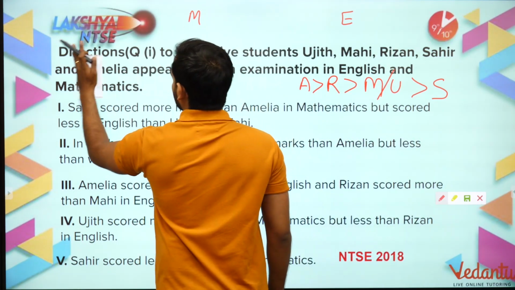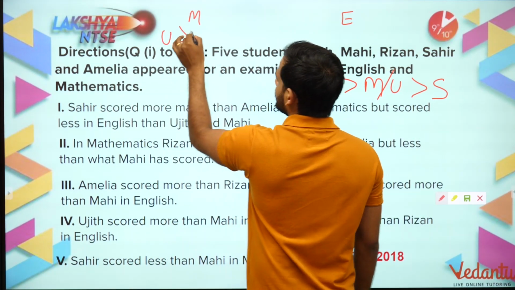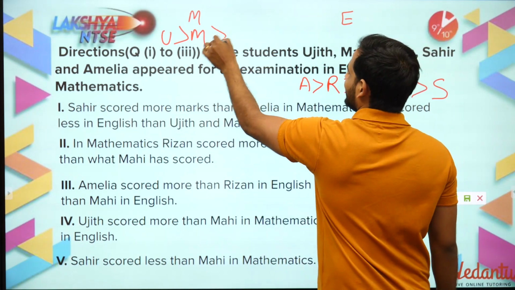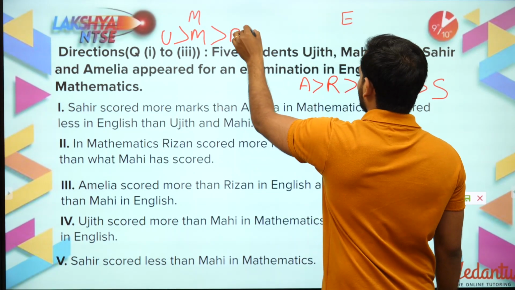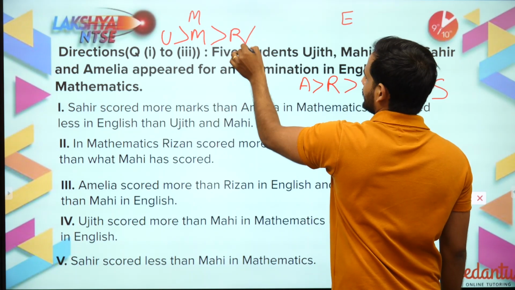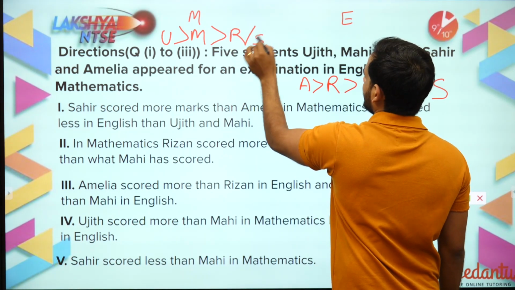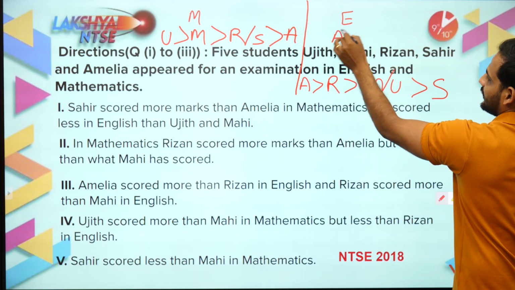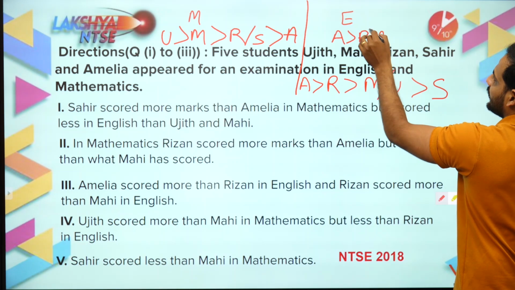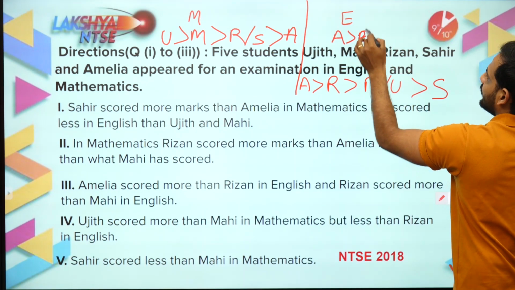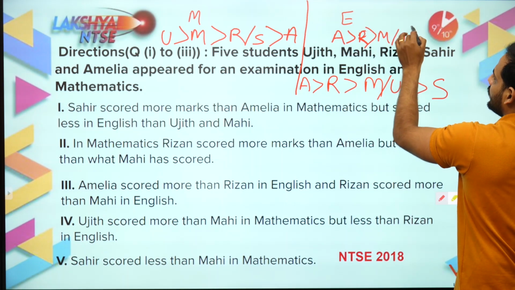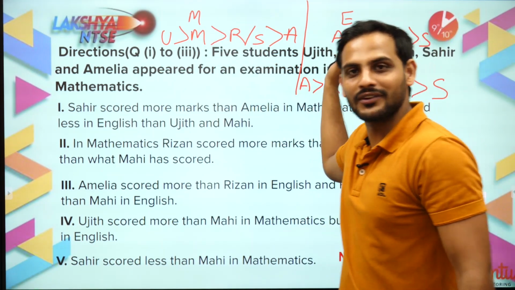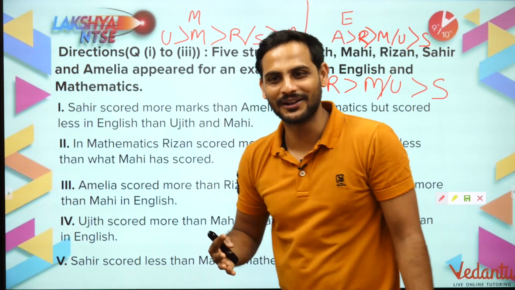Okay. So now Ujit, Mahi, Rizan, or Ujit, Rizan or Sahir, and then Amelia. I crossed everything, yaar. Then here A, R, Mahi or Ujit, and at the end Rizan. Chalo, let us check the mathematics one, because I erased it at once and I didn't see the order properly.